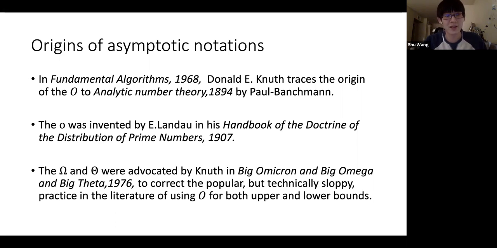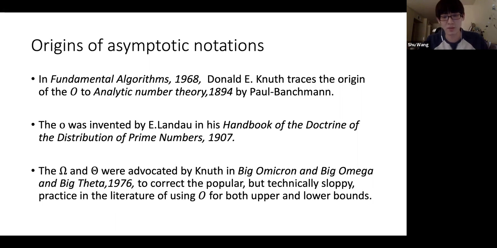And after that, the small o notation was invented by Landau in his book, Handbook of the Doctrine of the Distribution of Prime Numbers. Several years later, the big omega and big theta notations were also invented. They were advocated by Knuth in his paper, Big Omicron and Big Omega and Big Theta.